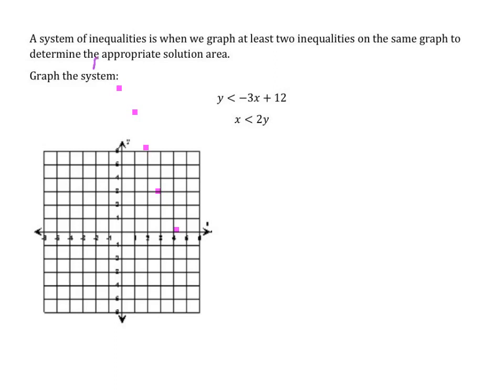Here we have a less than sign, so we need a dotted line. Hopefully yours looks a little nicer than mine. And we want to go less than, so I'm going to shade underneath here.